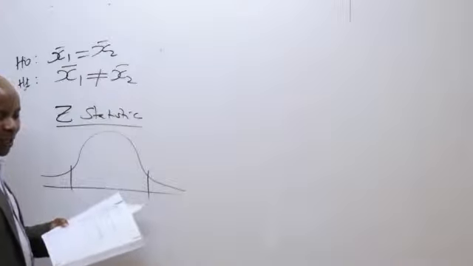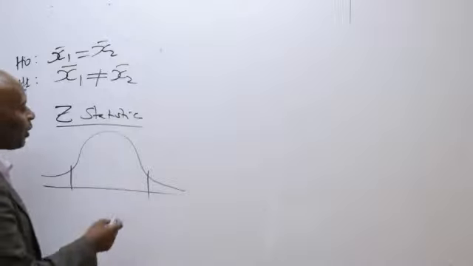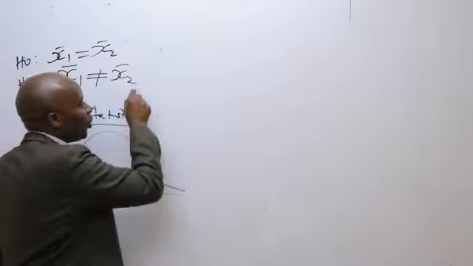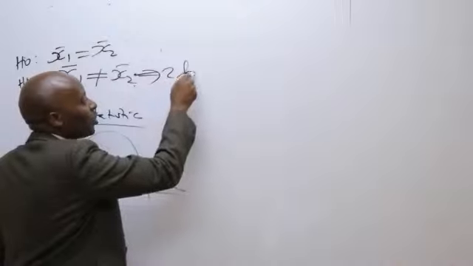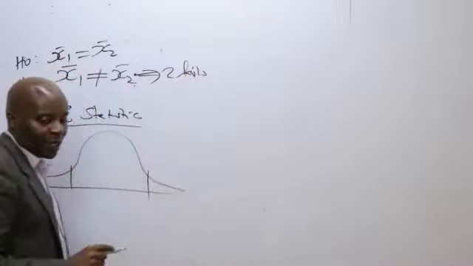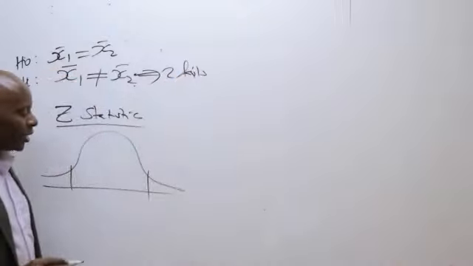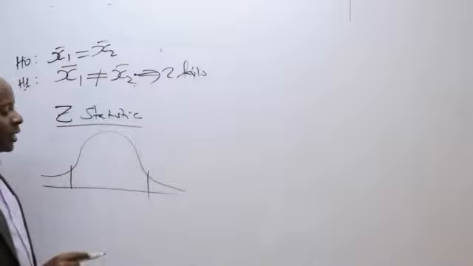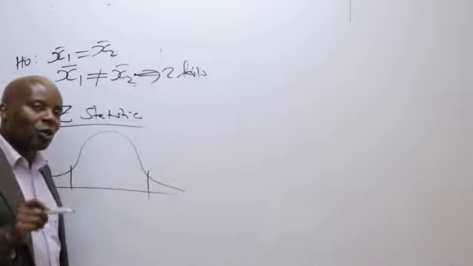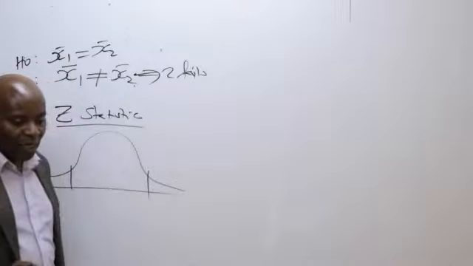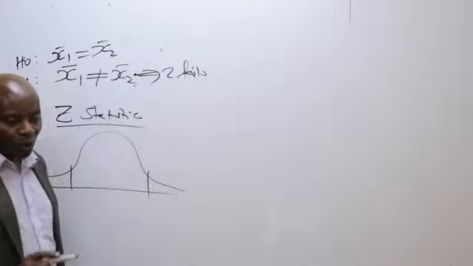The level of significance is 5%. This 5% has to be divided into 2 because of the two tails there. So what is 5% divided by 2? What is 0.05 divided by 2? Somebody help me there. What do we have there?